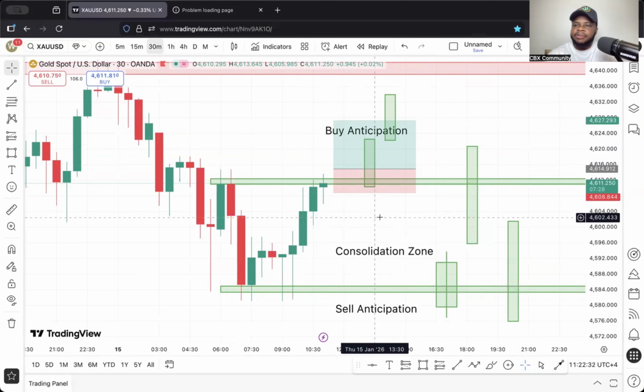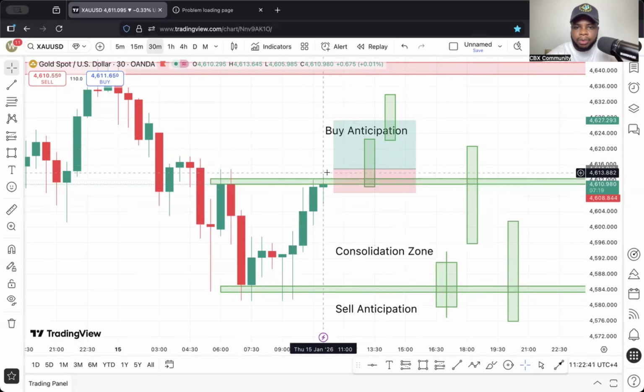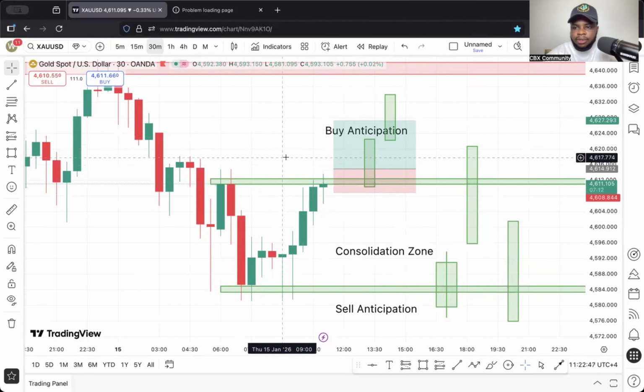It's left with 7 minutes for this candle to close. It came up, came back down. So let's see. 7 minutes.